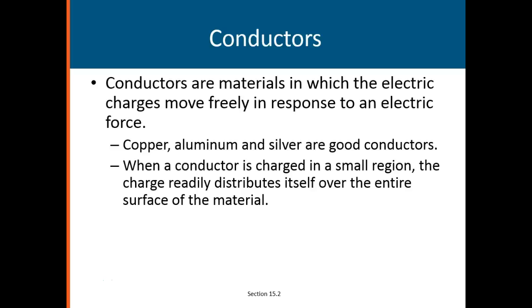When a conductor is charged in a small region, the charge readily distributes throughout the entire surface of the material. So if you were to put a charge on a copper wire here, immediately that charge distributes across the whole wire. But it's only on the surface. It doesn't go to the interior of the wire, it hangs around on the surface. And then if you create a potential difference, we'll talk about that later, the charge is free to move. That's what makes it a good conductor.